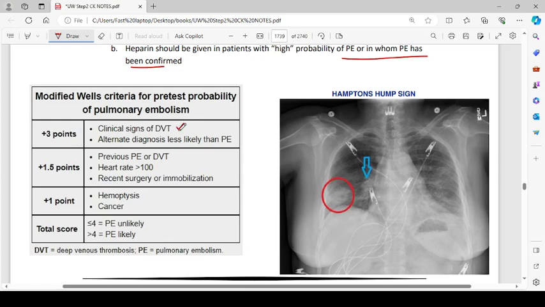Clinical signs of DVT and alternate diagnosis less likely than pulmonary embolism if we have more than 3 points. More than 1.5 points. Okay.